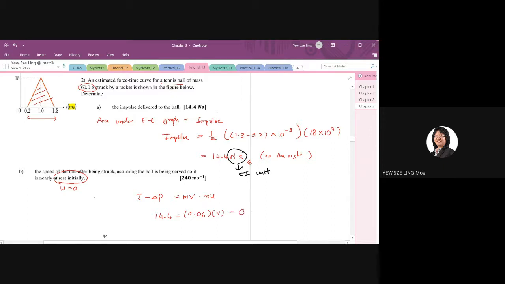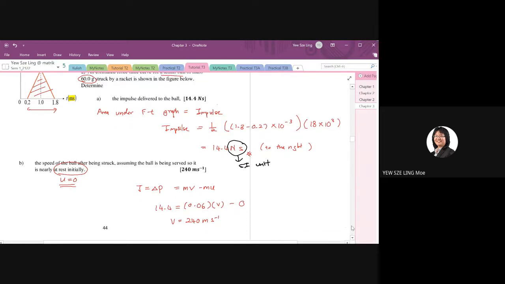So how do I know 0? Because my u is equal to 0. Therefore, v is equal to 240 meter per second. So 240 meter per second is the final speed. It's the speed when it strikes the ball.